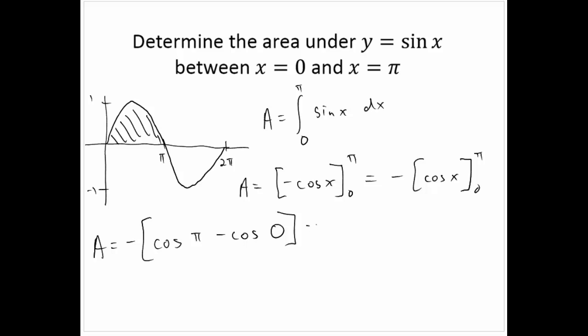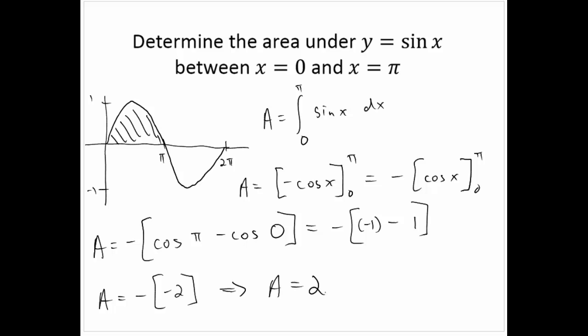Alright, so I'd have negative. Now the cosine of pi is negative 1 minus the cosine of 0 is 1. And so then the area would be the negative, and negative 1 minus 1 is negative 2. And so then the area under that curve is exactly 2 units. Or I should say square units, but area is 2.